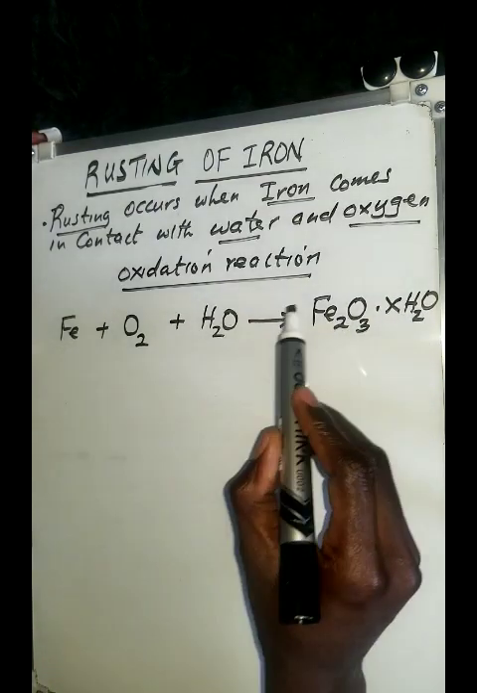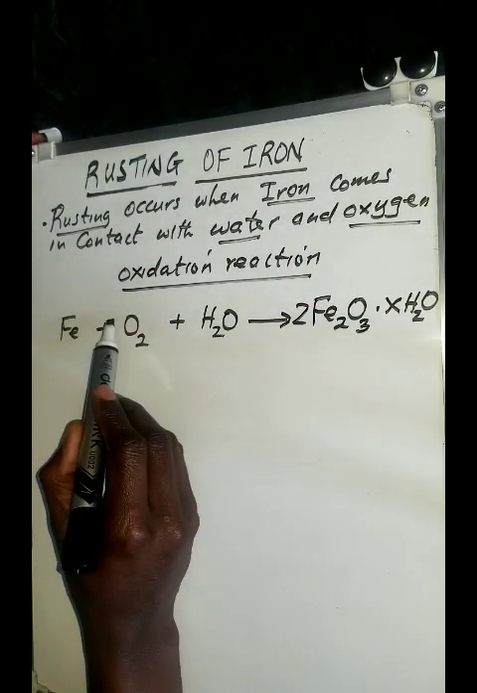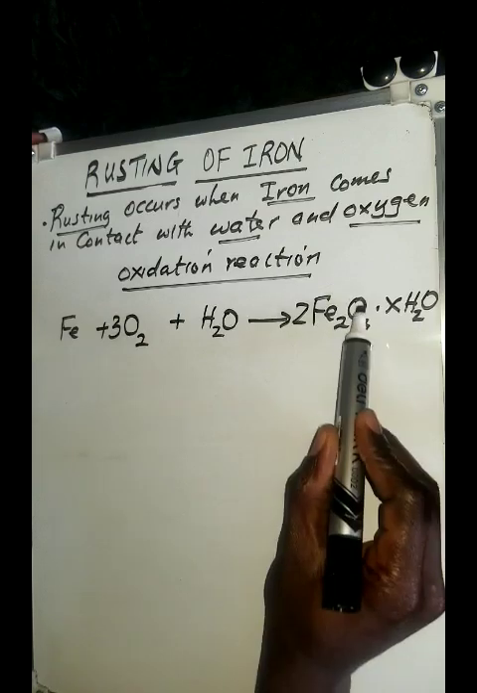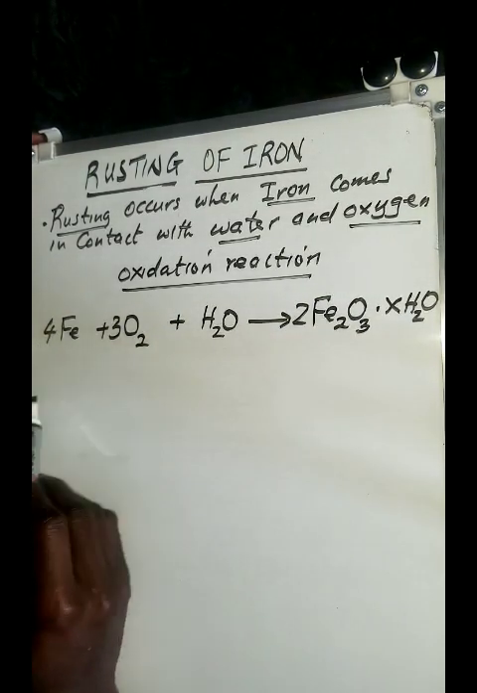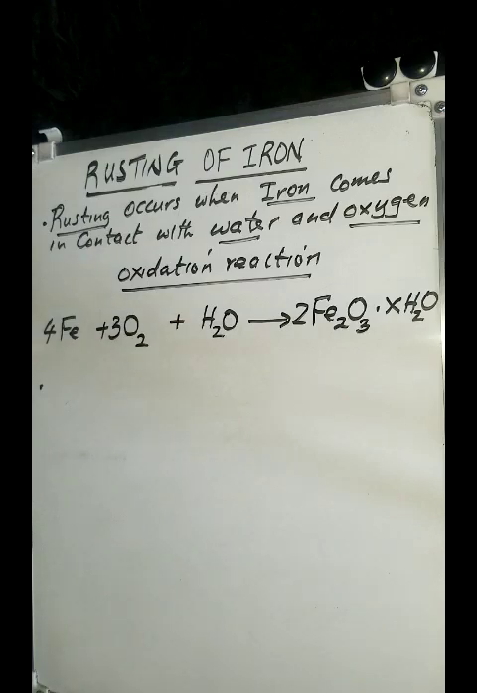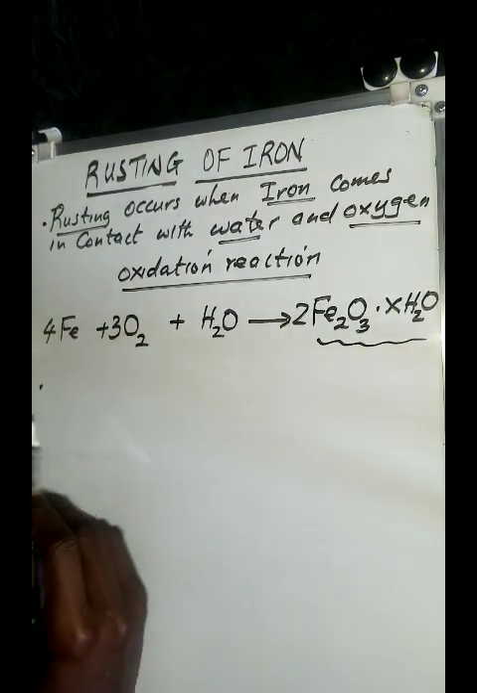So to balance that one up, we can put up a 2 there. When I put up a 2 there, it simply means I need to put up a 3 because there will be 6 oxygen. And therefore, the chemical name for rusting is simply called hydrated iron 3 oxide.